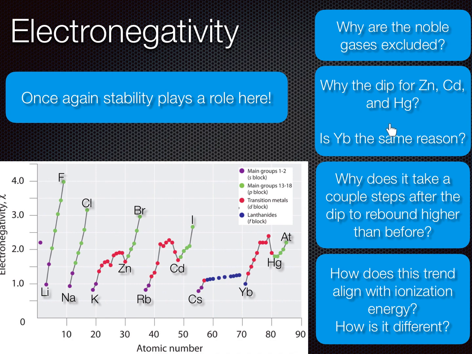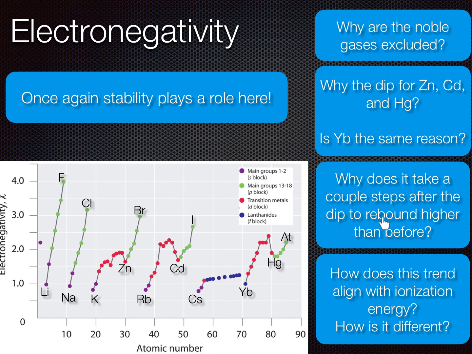Now looking at this next blue box, we mentioned this a little bit on the last slide, but why do you see a dip at zinc and cadmium, and then again in mercury, and then even a little bit for ytterbium here? Well, it has to do with stability. Remember, these are all d10 elements that have a full orbital, and they're stable. And regardless of the fact that their size is smaller than the elements to the left of it, stability plays a greater factor in determining the electronegativity value of these elements at the end of the D block. So it has to do with stability, not size.